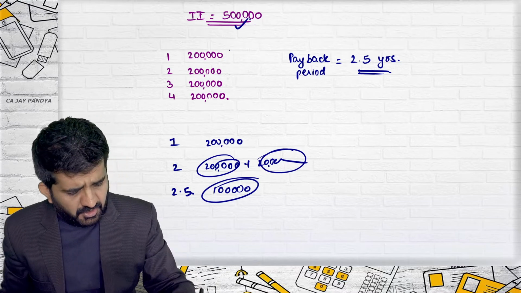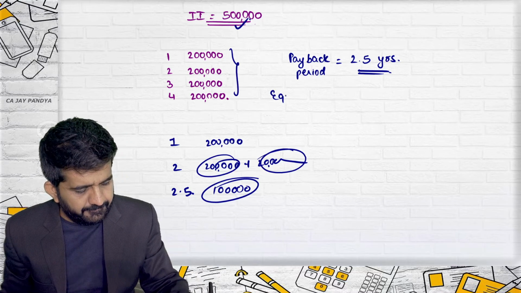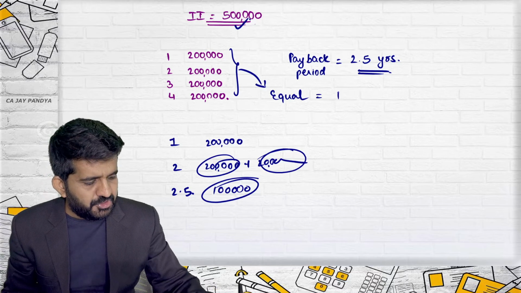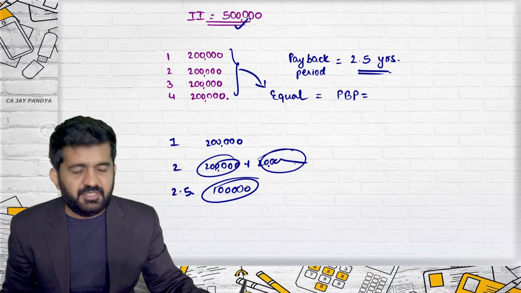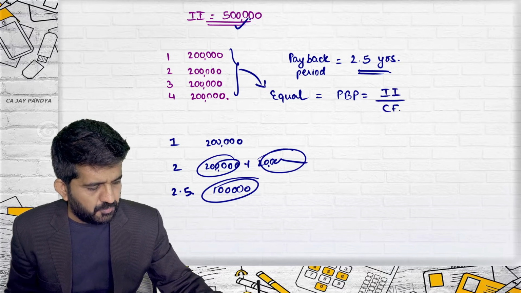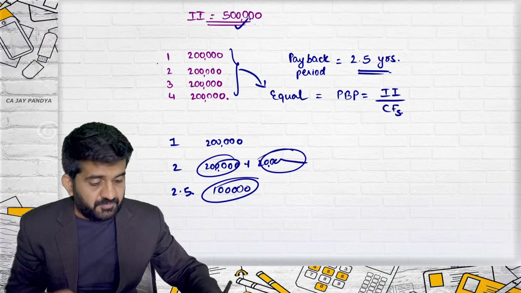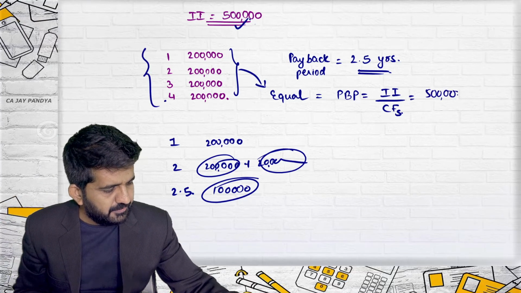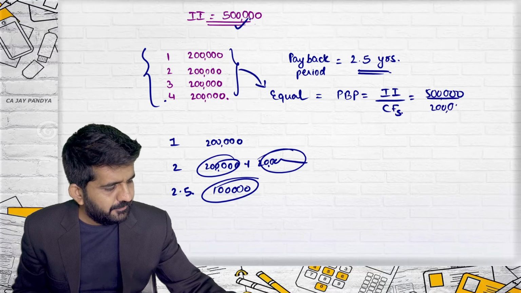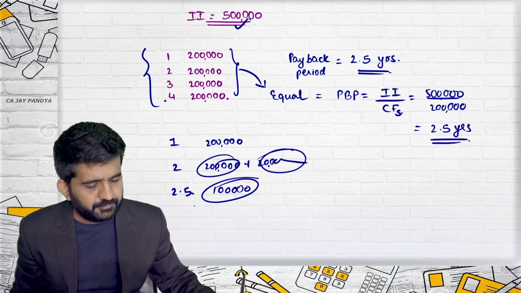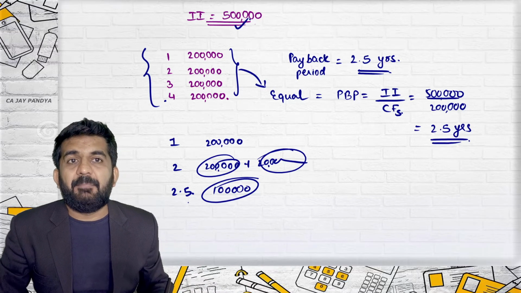See, when these figures are equal, you can easily use this formula. Payback period is equal to initial investment upon cash flows. This can be used only if these figures are equal. Initial investment is 5 lakh, this is 2 lakh. This will be 2.5. This is nothing but the payback period, 2.5 years.